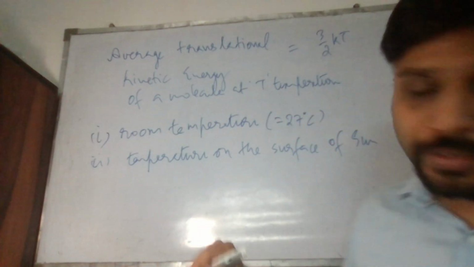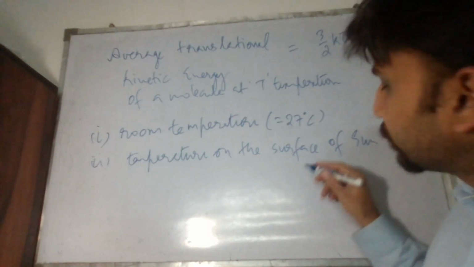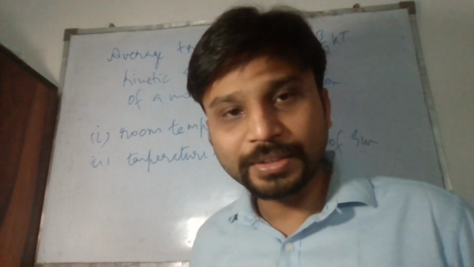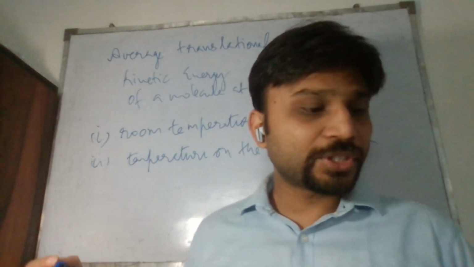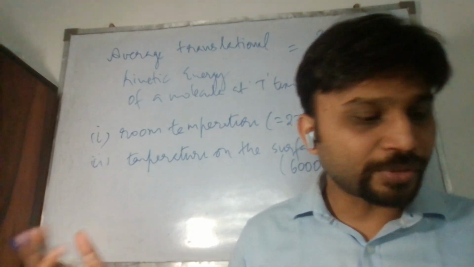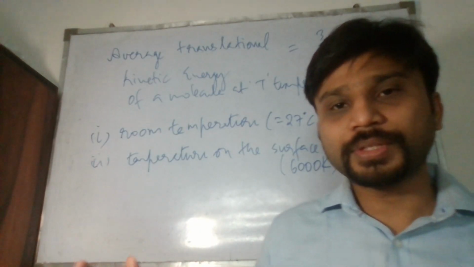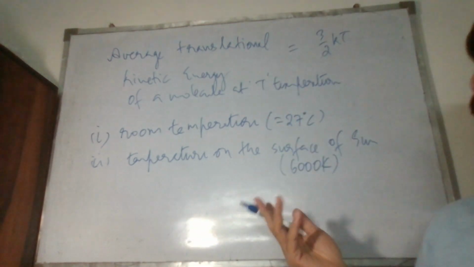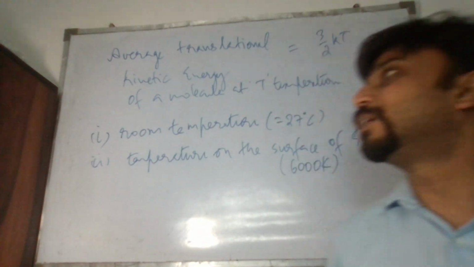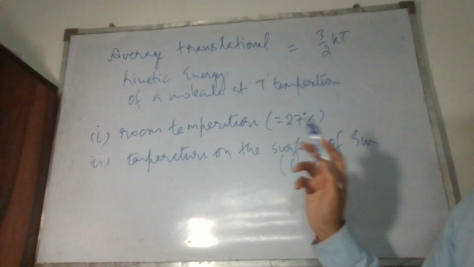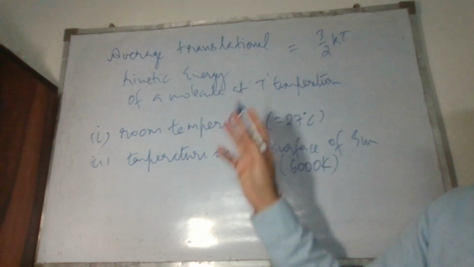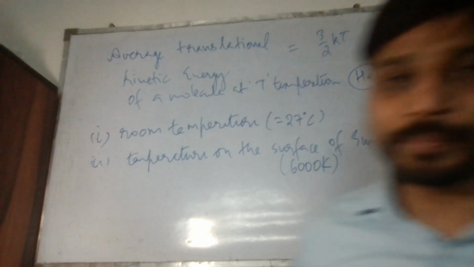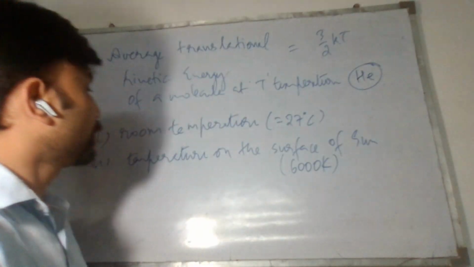So what temperature would you imagine at the surface of the Sun? It's 6,000 kelvins, pretty high. Then there was one more option, the temperature of nuclear fusion. So nuclear fusion is basically 10 to the power 6 kelvins. Using this formula, I can figure out the average kinetic energy of a helium molecule at this particular temperature. So let's figure it out.